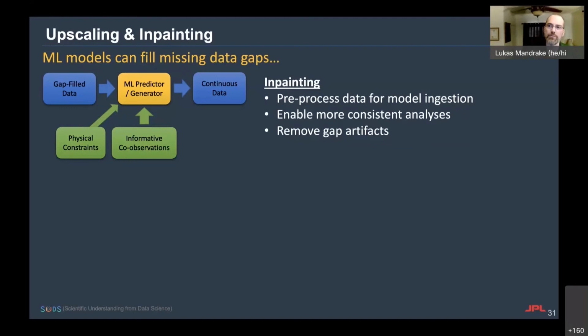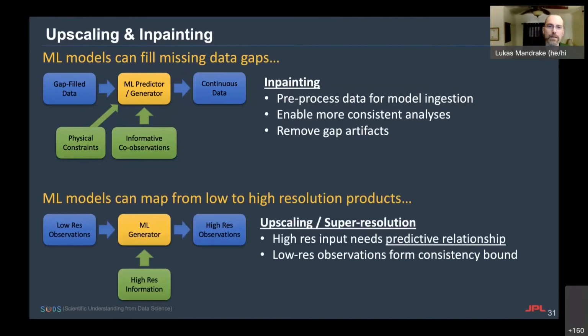Keep that core concept for a moment. We'll never know what the missing data really was, but we can sometimes estimate it. The second case is called upscaling and pertains to when we wish to estimate a higher resolution product from a lower resolution one. Again, a data-driven model can be trained to ingest a low resolution observation, combine it with related high resolution information, and produce an estimate of the high resolution version of the input observation.